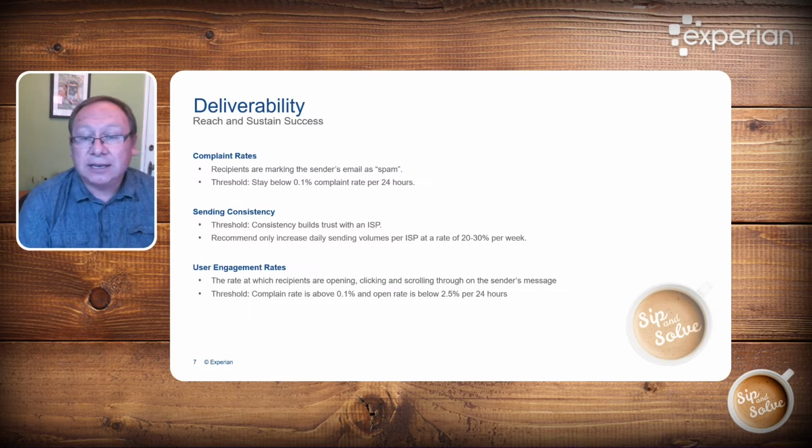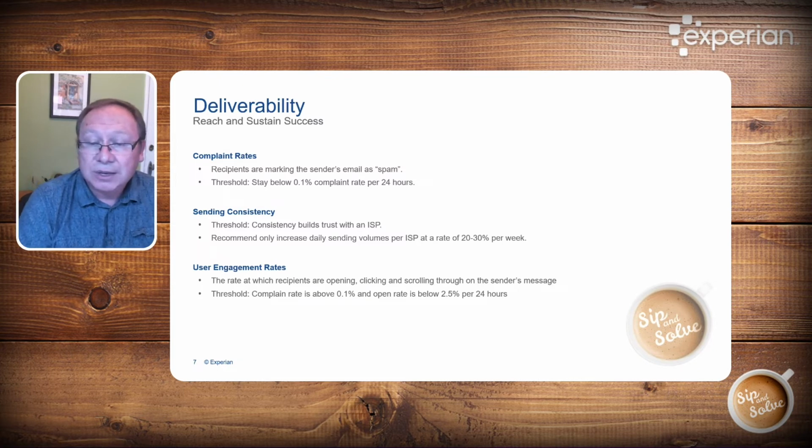And lastly is the engagement rates. And this is the rate at which the recipients are opening, clicking, and scrolling through the sender's message. And anytime that a sender's complaint rate is above 0.1% and the open rate is below 2.5% in a 24-hour period, this could have reputation risks.